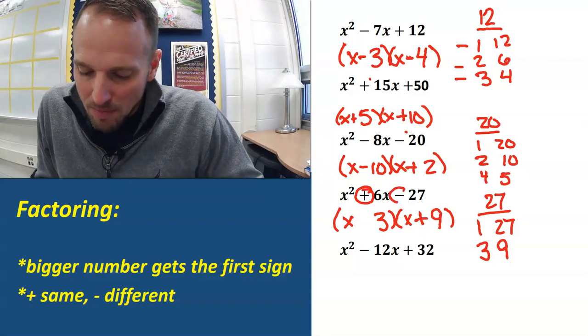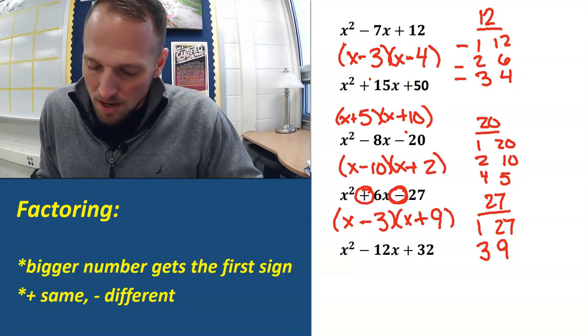And then this minus here at the end means the signs are different. These two signs down here are different. So we've got a plus 9. That means this has to be a minus 3. Okay, last one.